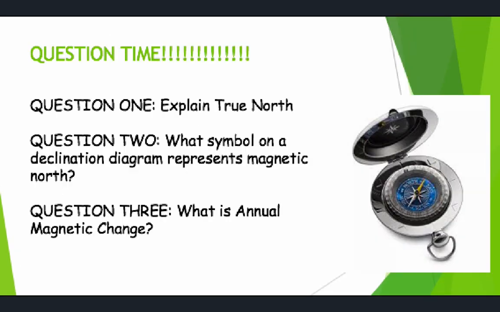Now it's time for the confirmation questions of teaching point 1. Although I will be reading the questions right now, you'll be able to answer them during the Kahoot after the lesson. Question 1. Explain true north. Question 2. What symbol on a declination diagram represents magnetic north? And question 3. What is annual magnetic change?